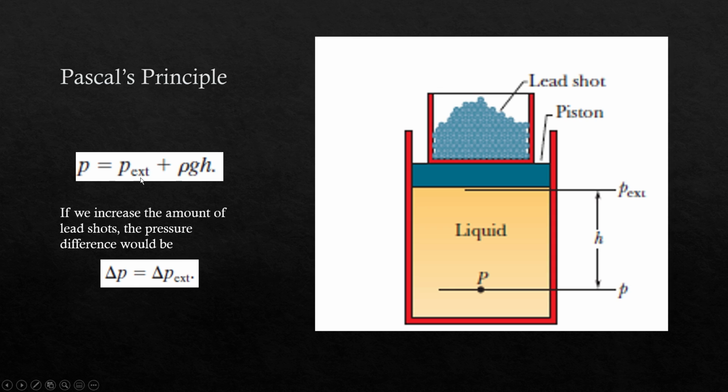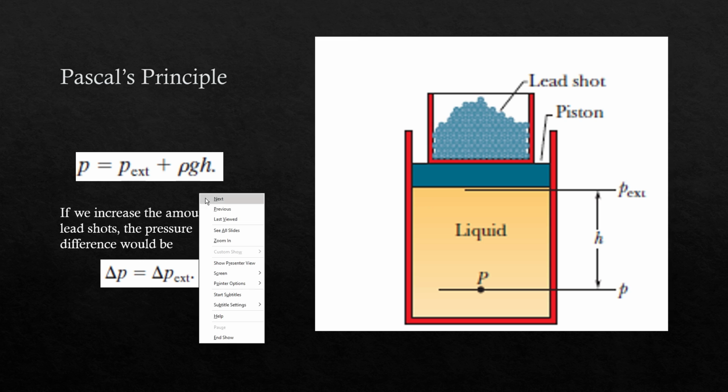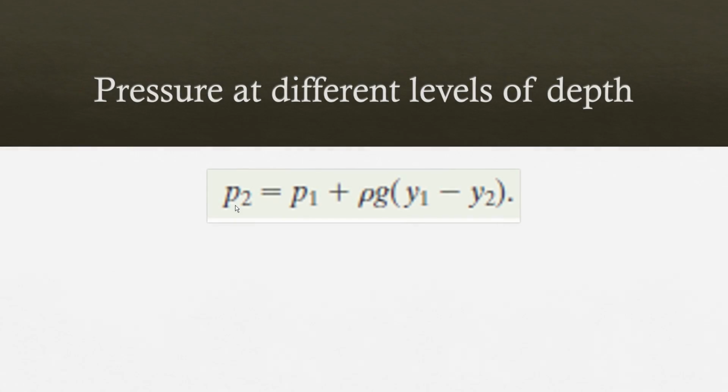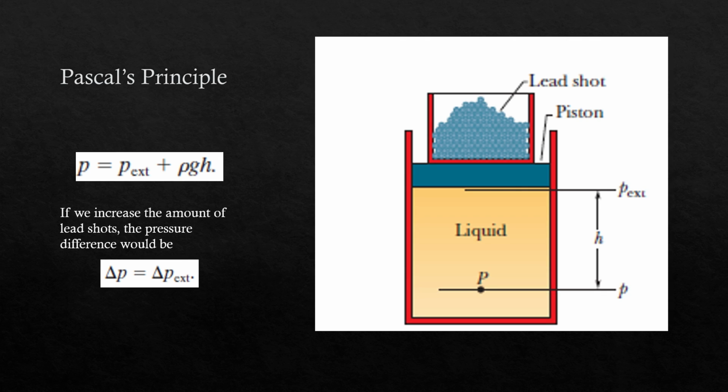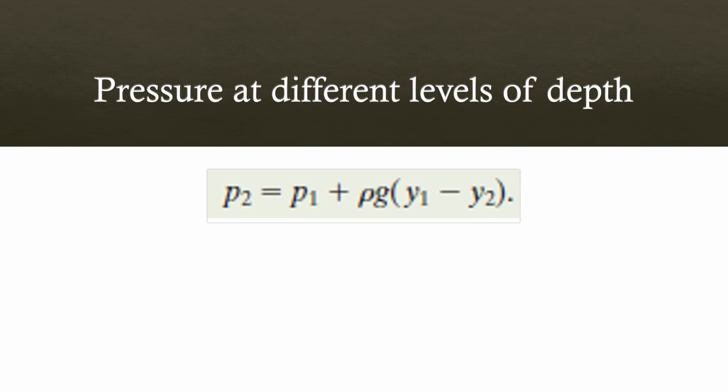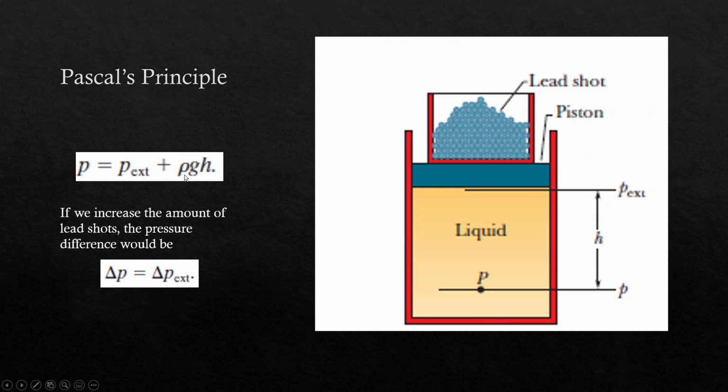The total pressure is the pressure of the external source, which is the lead shot, container, and the atmosphere, plus the density of the liquid times the gravity and the depth. We get this from the last formula, which is this. Now, you can see that this is y1 minus y2, right? If we put y1 as the start of the liquid and y2 as the bottom of the liquid, or p in this case, we can say that because y1 is 0, it's just the density of the liquid times the gravity times the height.